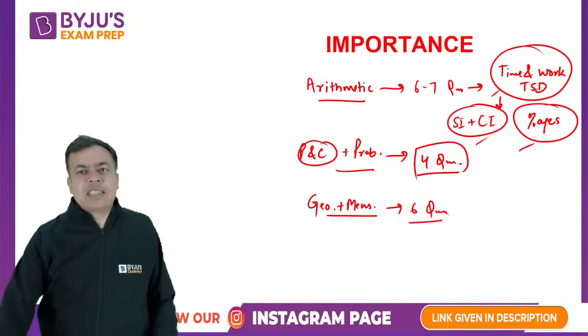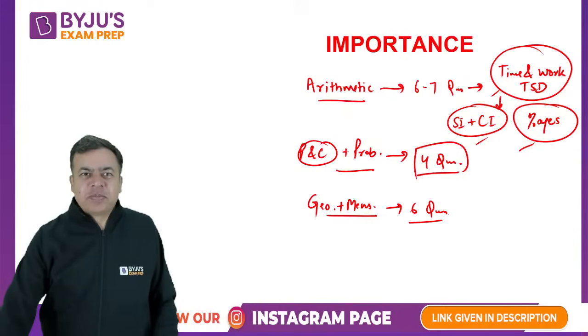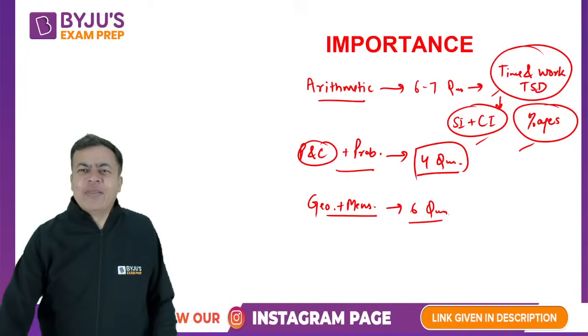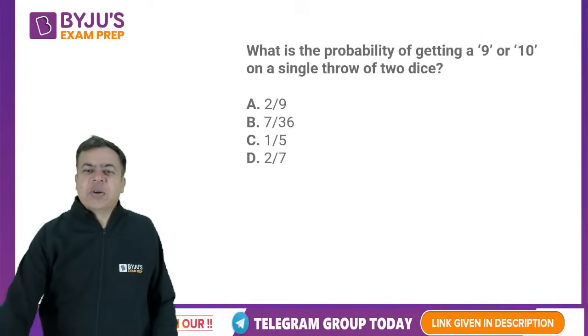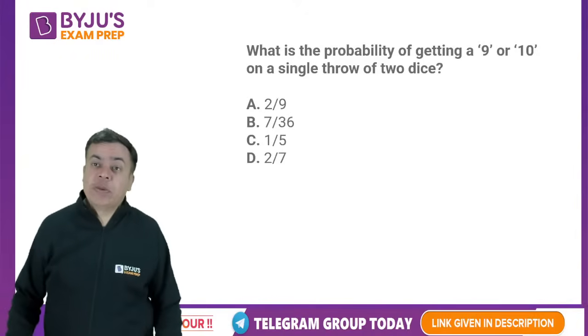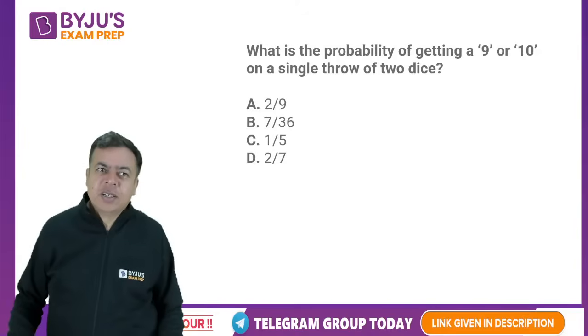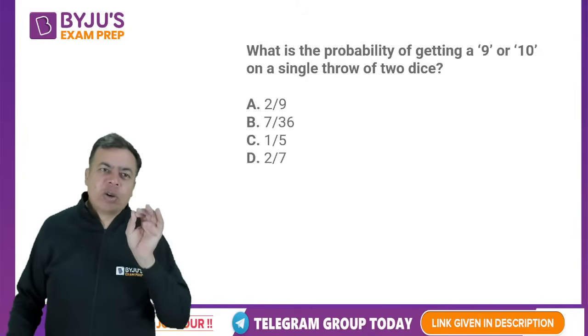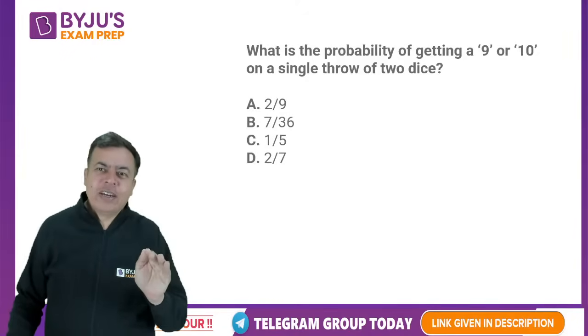So let's start with the questions. Let's do the questions and you will see the level of difficulty. The level of difficulty is very, very low. Just see, this one question is on probability. I have taken many questions on PNC probability so that you can understand the level of difficulty.